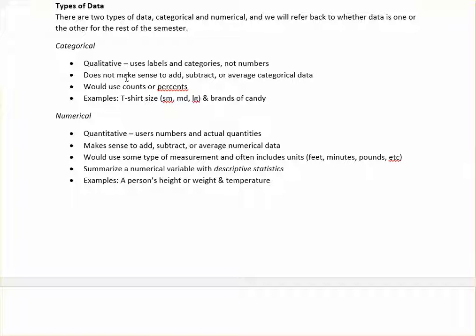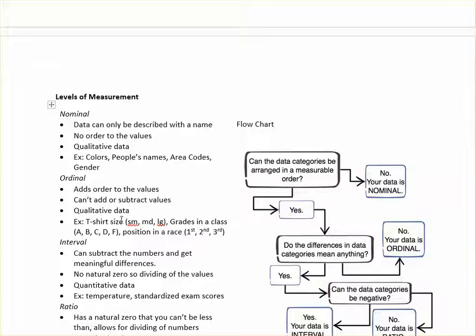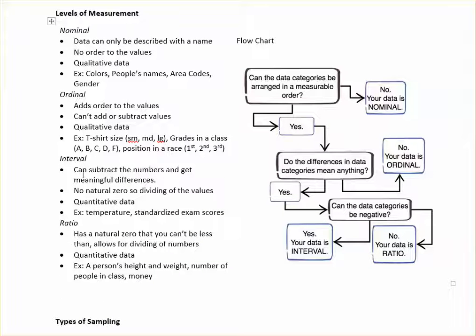But similar to up here with the categorical, it's still using labels or categories. It's not actually using numbers. You couldn't actually subtract what's first minus the second. That doesn't make sense, right? You can't, once again, do a large minus a small. So interval, you can subtract the numbers and get a meaningful difference.